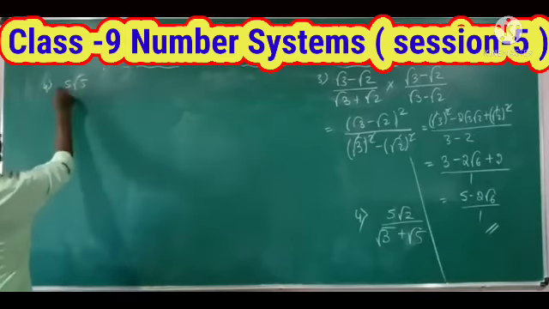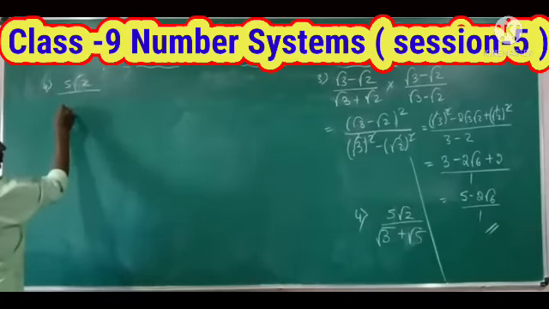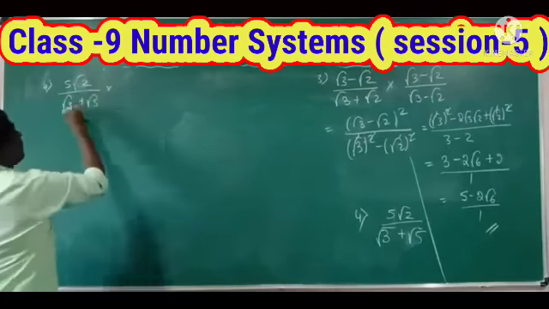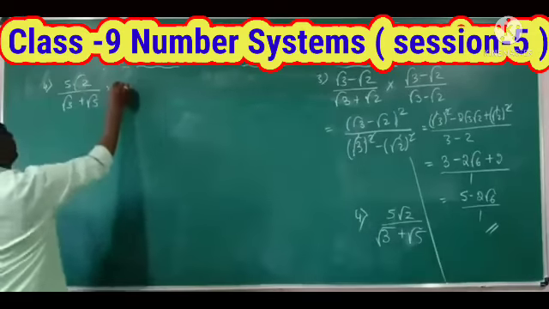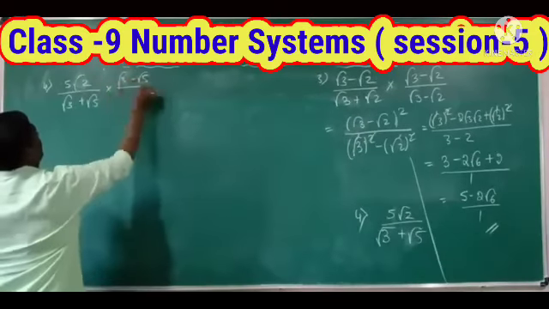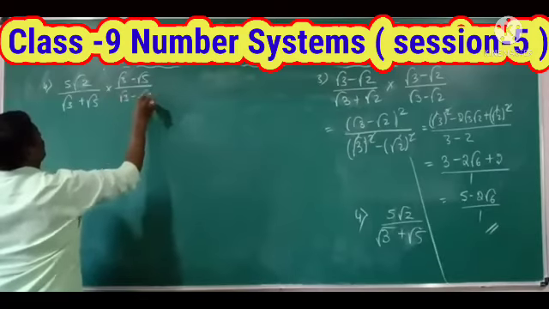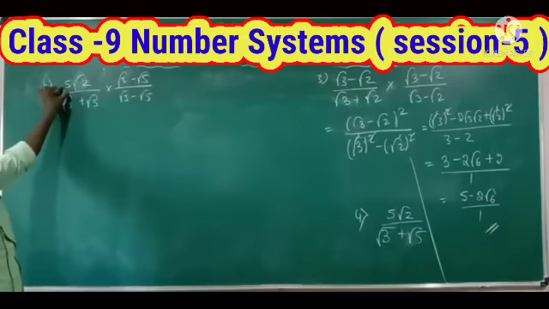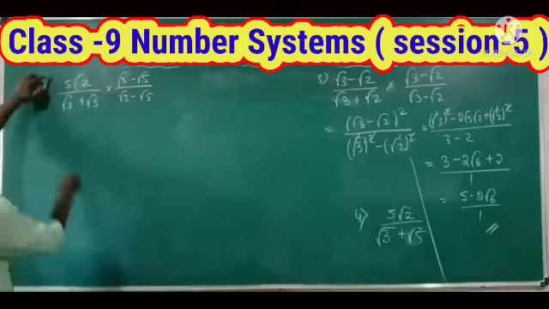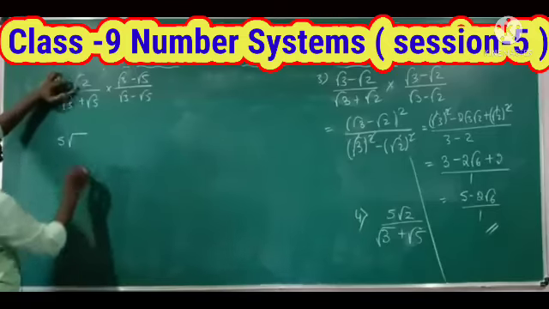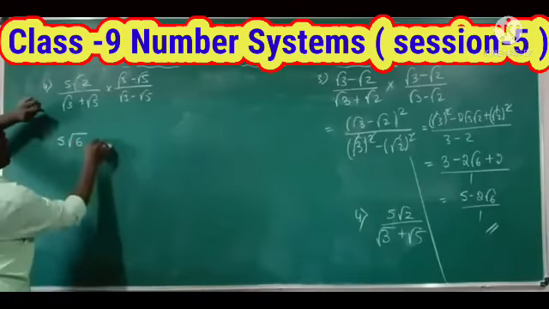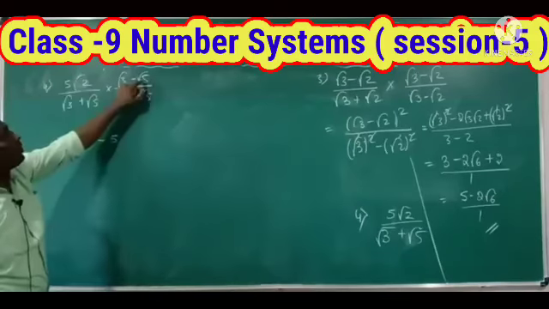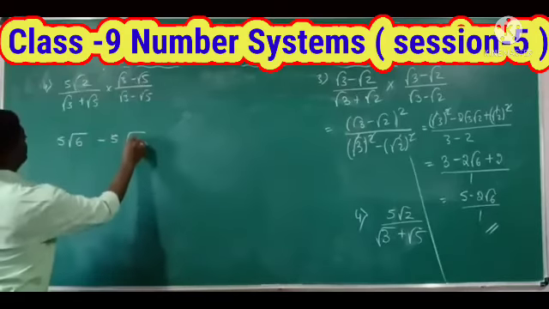5 root 2 divided by root 3 plus root 5. Rationalize the denominator: multiply by root 3 minus root 5 divided by root 3 minus root 5. Multiply the numerators first. 5 into root 2 into root 3 is root 6, minus 5 into root 2 into root 5, root 10.